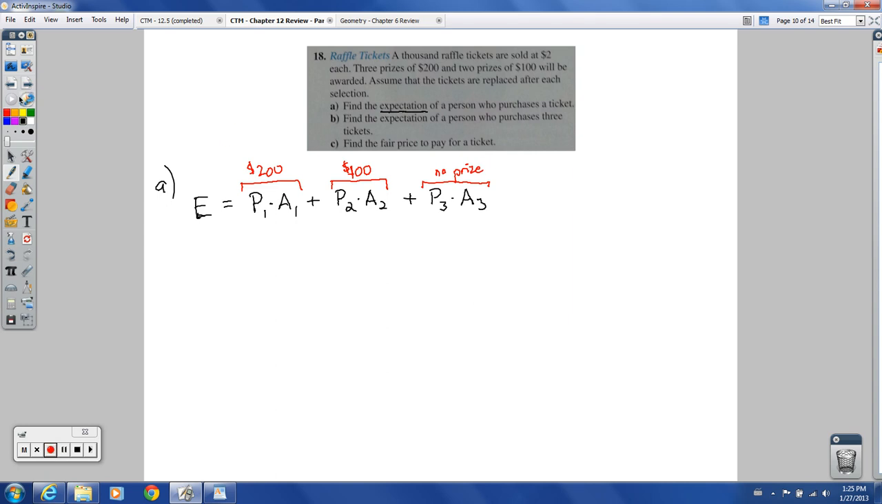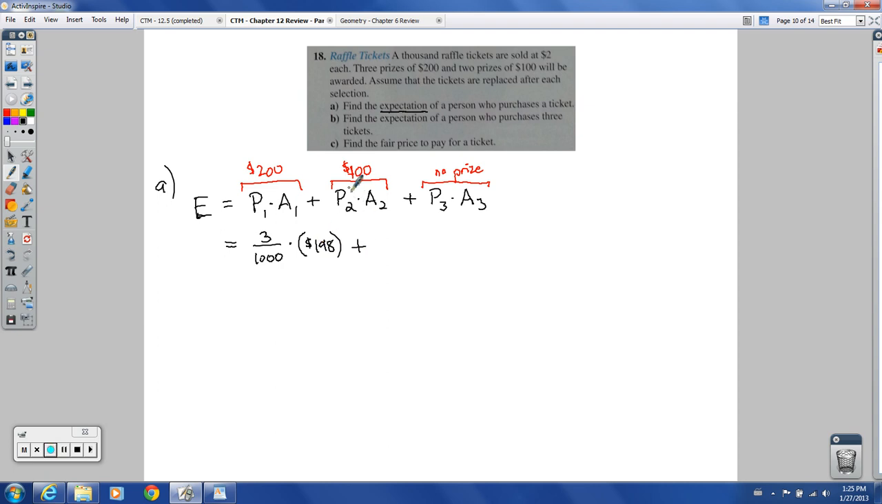So you are paying $2 for each one of these tickets. So the probability first of getting the $200 prize, it looks like 3 prizes out of 1,000 raffle tickets. So 3 over 1,000 is the probability. The amount that you would win, yes, it would be 200, but you did have to pay $2 for that ticket in the first place. So your net amount would become $198. 200 minus the $2.